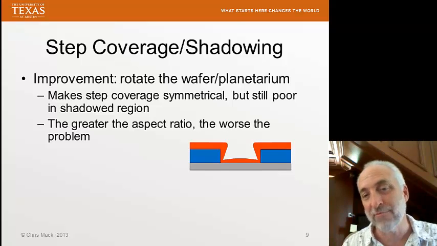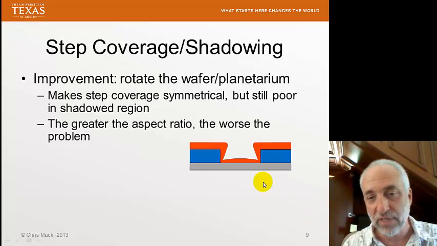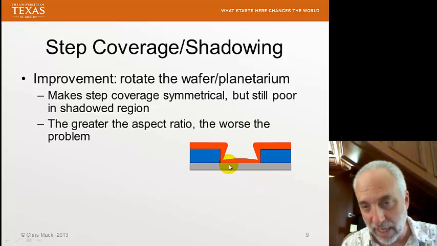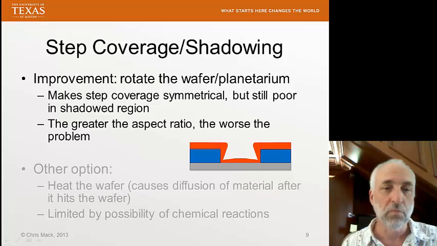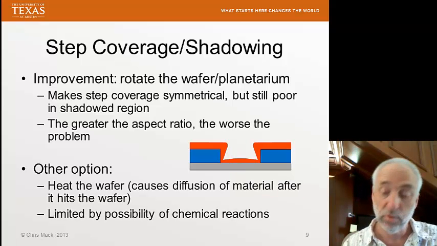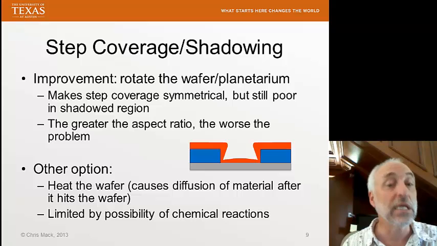And this is the kind of result you get if I simply rotate the wafer around. You can see that here in this region, I get less deposition than in the middle because of the shadowing, and also I can get some higher depositions on the top towards the sidewalls, but not as much on the bottom. The other option, which we sometimes do simultaneously, is to heat the wafer.